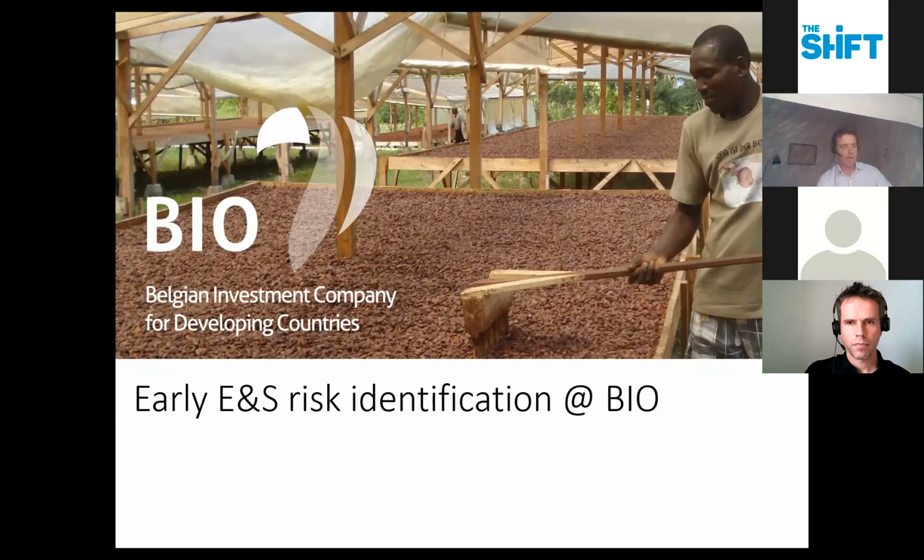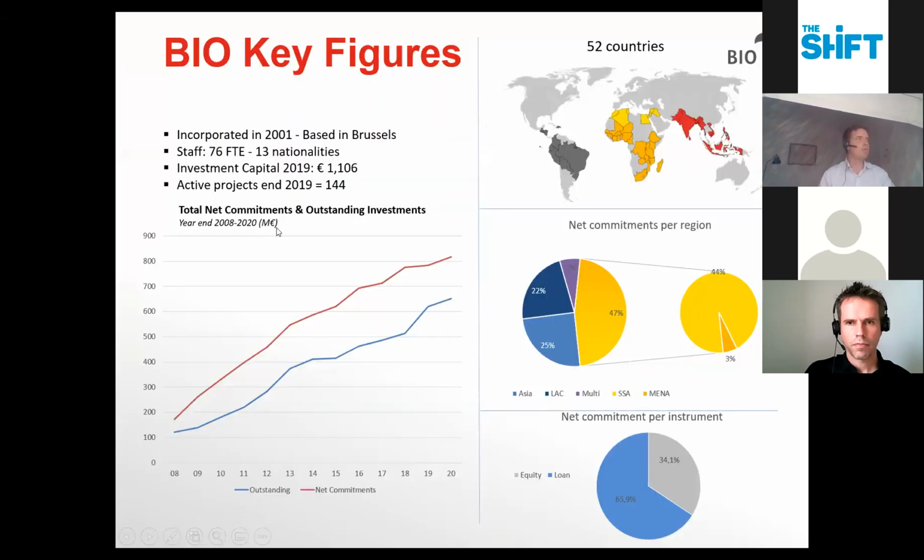I will present how at Bio we apply early environmental and social risk identification. Let me go to the next slide, which doesn't seem to be working. Okay, fine. So Bio was incorporated in 2001, so it's a rather recent company. We are now at a portfolio of close to 900 million euro invested. So we invest through loans or equity, but mainly loans, in developing regions like mainly Africa, sub-Saharan Africa, but as well Latin America and Asia.